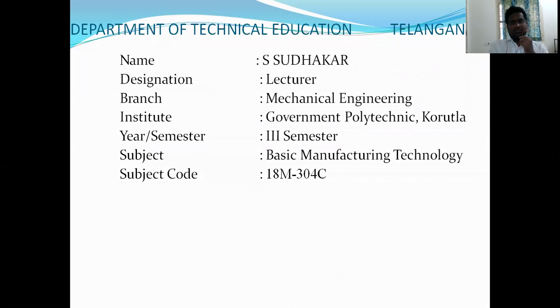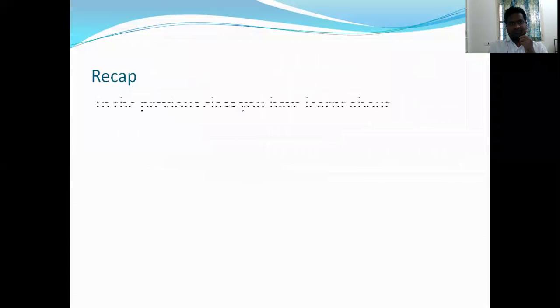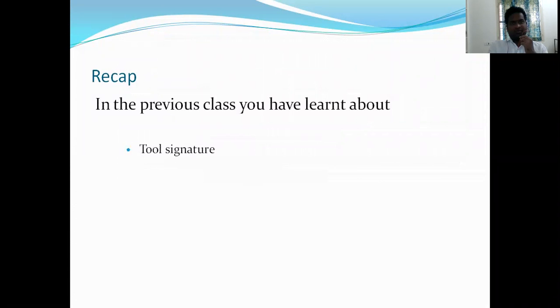We are going to discuss the basic manufacturing technology. In that, we are discussing the lathe machine, its working principle, its parts, and types of lathe machines, right? So, before discussing today's class, we can recall what we have learned so far.